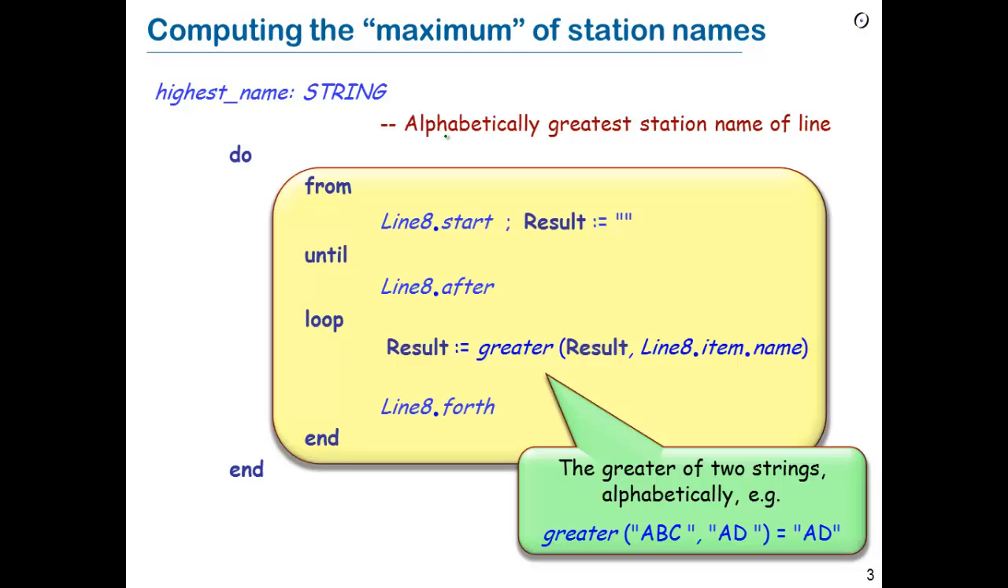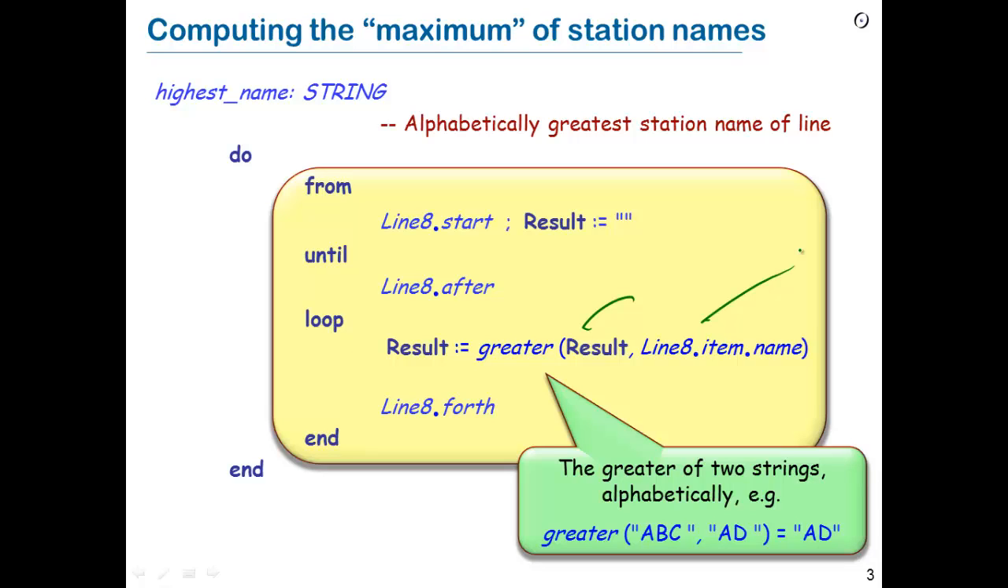We have a loop whose purpose is to find out what is the name of the station on line 8 of the metro that has the highest name, highest in the sense of alphabetical order. So ABC is less than BCD, which is less than XYZ, and of these three, XYZ is the greatest in alphabetical order. We're assuming a function greater, which given two strings tells us whether the first one is greater in the sense of alphabetical order than the second one. So greater returns true if and only if, in this case, result is greater alphabetically than the second expression, line 8.item.name.